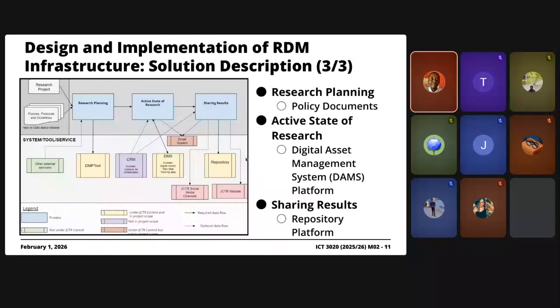You'll notice that there are these dotted lines here as well. The idea here was that in as much as we were providing, or we're going to implement or make available specific tools, the stages themselves could potentially be handled using other avenues, like sharing of results, for instance, could be done using the website, right? And also JCTR's social media channels, ideally.